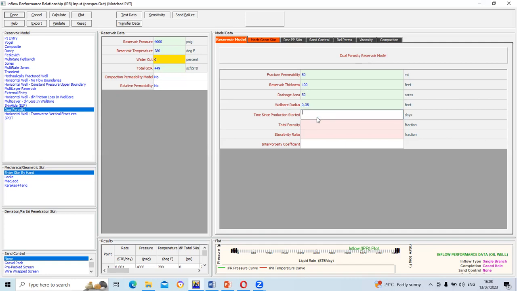We leave that one. Then for the production time, you have to give the number of days for which production has lasted. So let's just say 100 days. What is the total porosity? The total porosity of the system. We're not talking about the porosity of the fracture or the porosity of the matrix. The total porosity now is, let's just say 0.18. Then the storativity factor, we could say 0.2. Then the interporosity coefficient, we could say 2 times 10 to the power negative 6.